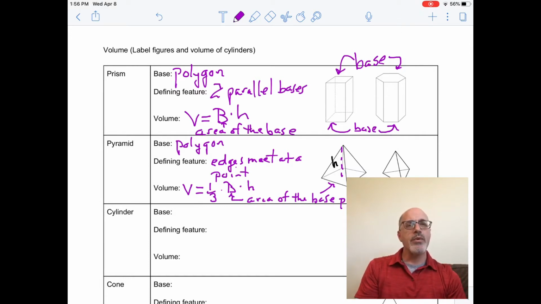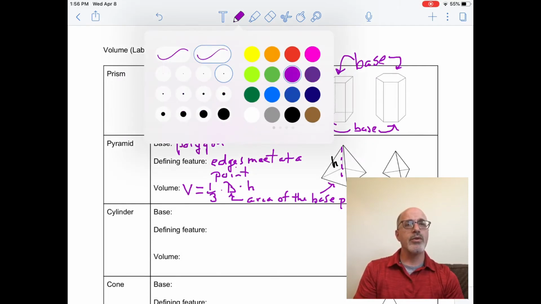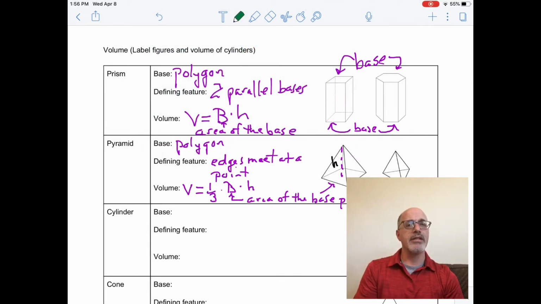Okay, so what we want to do is move on from where you had polygons. What if we instead talked about having the base be a circle? We're going to talk about these next two, cylinder and cones, and they're very similar in that their base is a circle. The defining feature here is that you take that circle, and then, just like we had with the prism, you have two parallel bases. In this case, they're parallel circles. One's at the top and one's at the bottom.